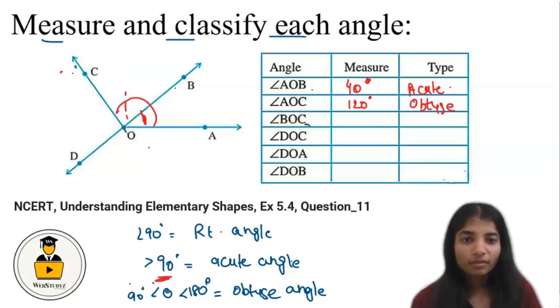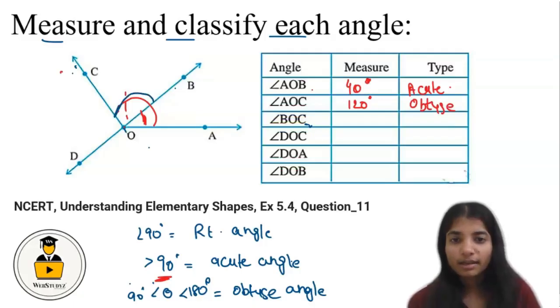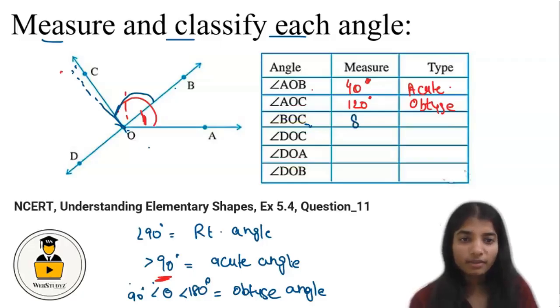Now we have to find out the value of angle BOC. If we look here, BOC is slightly less than 90 degrees. When we measure the value of angle BOC using a protractor, we get its value as 85 degrees. And we know that 85 degrees is less than 90 degrees. So we can say that this is an acute angle.